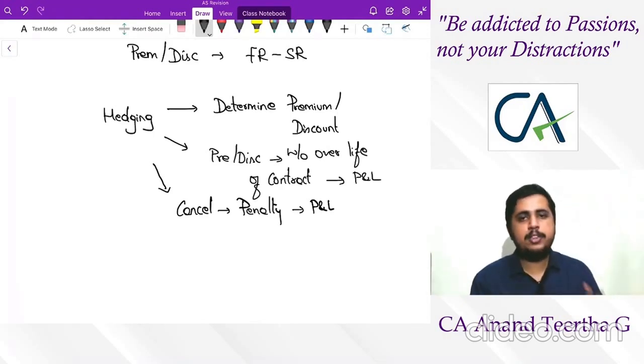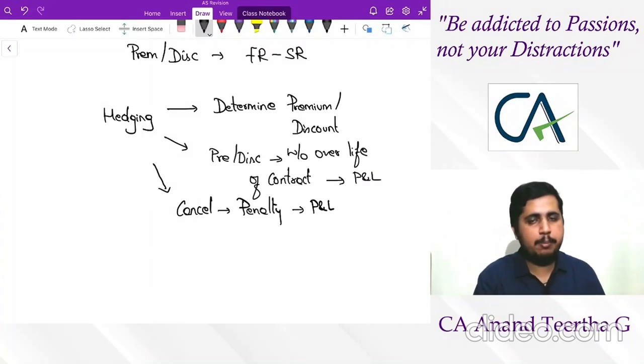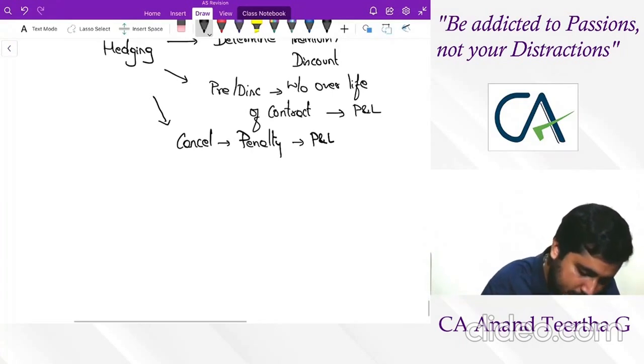So for hedging purpose, first calculate premium or discount, and afterwards write this premium or discount over the life of the contract. Third, if there is any cancellation, penalty will be levied, that will be transferred to P&L again. So this is again, I repeat, this is for hedging purpose and not speculation. The next one is speculation.